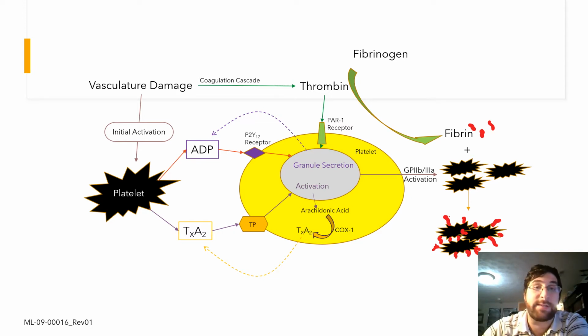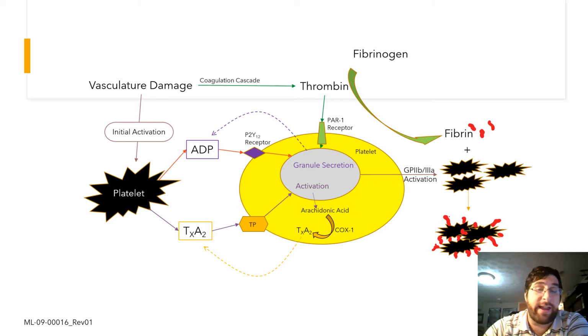It will become sticky by exposure of the GP2B3A receptor, and it will release granules containing, amongst others, the prothrombotic factors ADP, thromboxane A2, and serotonin. Now, serotonin is a vasoconstrictor, which means it will restrict the nearby blood flow to help minimize blood loss. ADP will bind nearby platelets at the P2Y12 receptor, which will attract additional platelets to the area, increasing aggregation. Thromboxane A2, or TXA2, will bind nearby platelets at the TP receptor. This will increase aggregation, but will also induce degranulation, releasing additional ADP and thromboxane into the blood.